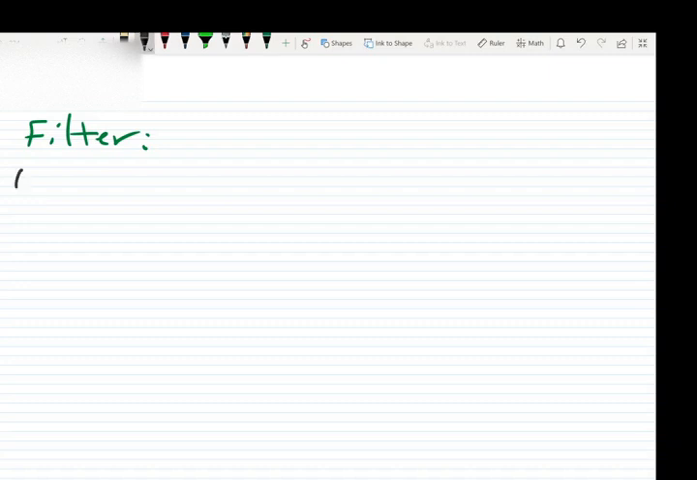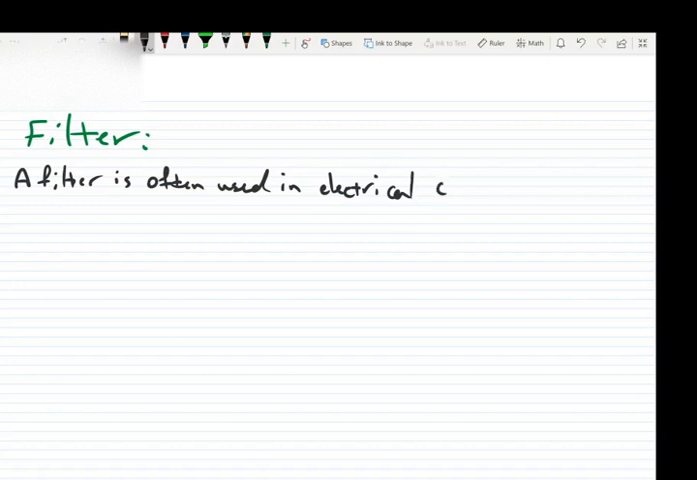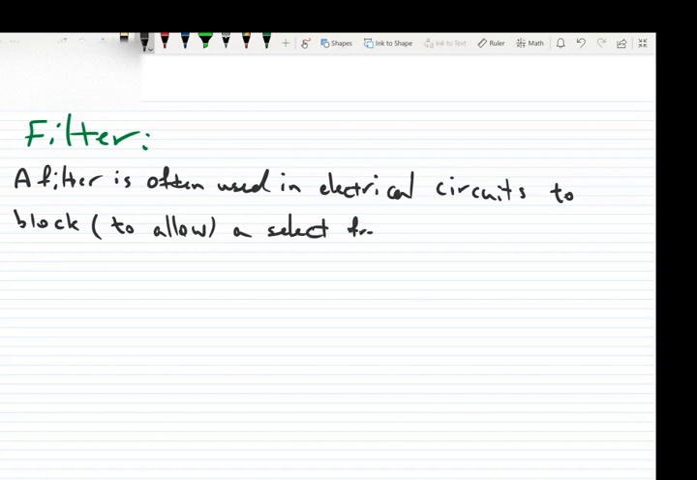So we can say a filter is often used in electrical circuits to block or to allow a select frequency to the circuit.